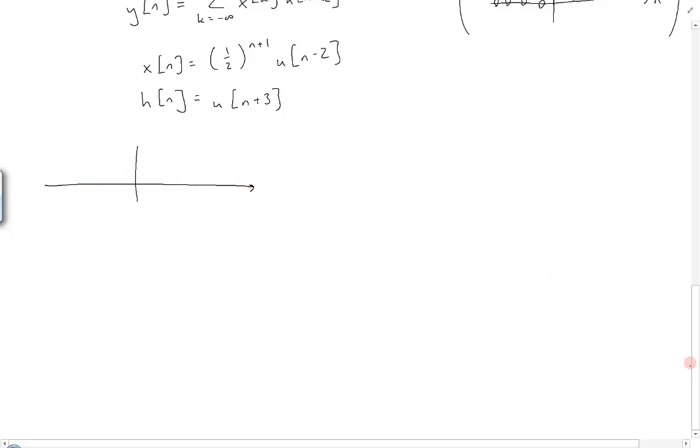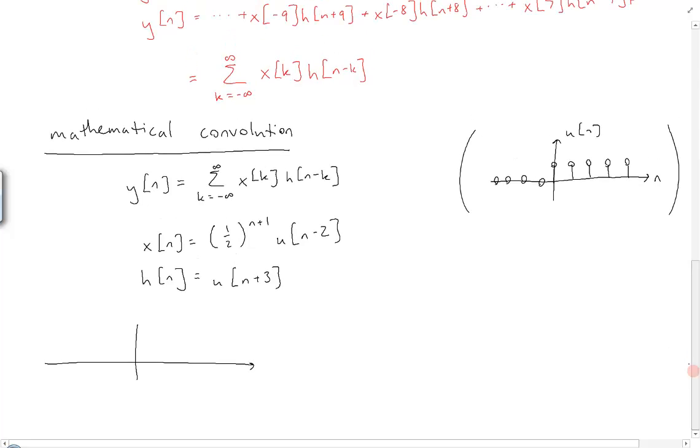Because what we're going to do is we are literally going to plug things into this equation, but we have to know what we're plugging in and summing, and we're going to do that by drawing these pictures. So first, let's start by drawing what x of n actually looks like. We say that it starts at 2 because we're multiplying by 1s, starting at n equals 2.